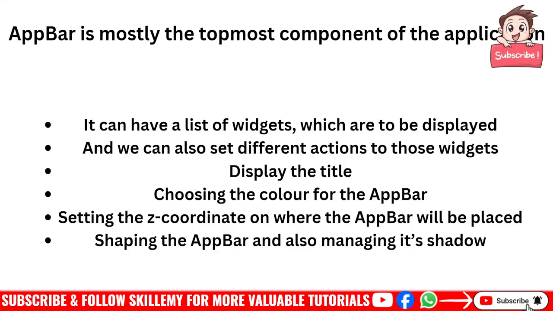So the first question that we are going to ask is where the app bar is situated. The app bar is mostly the topmost component of the application. Once we open an application, or a page of an application, which is an activity, it is mostly present on the topmost side. There we have a lot of things that we are going to see.